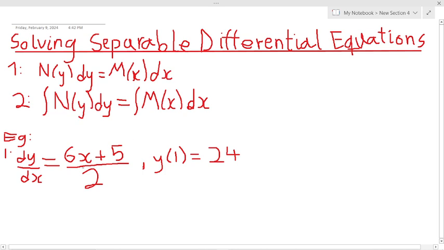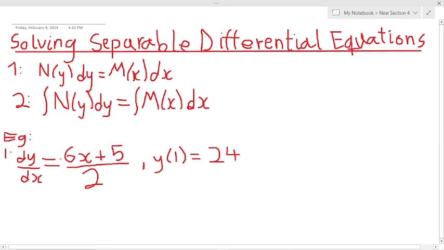If we take our example here, we have dy/dx is equal to (6x plus 5) all over 2. There's a condition here, but we will come back to that. Our focus now is to solve this differential equation.